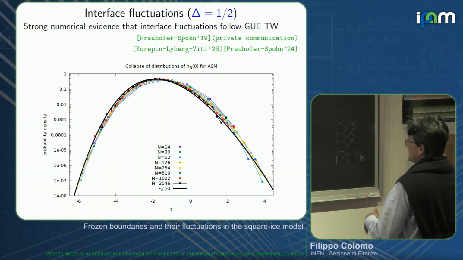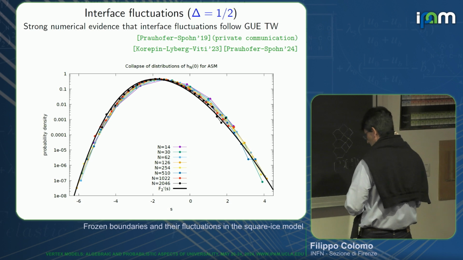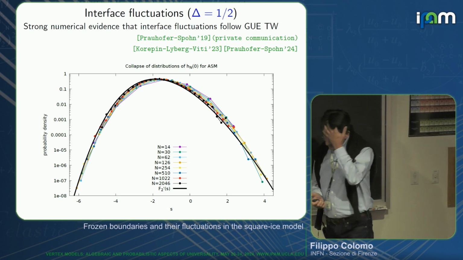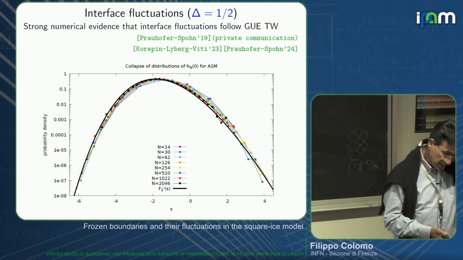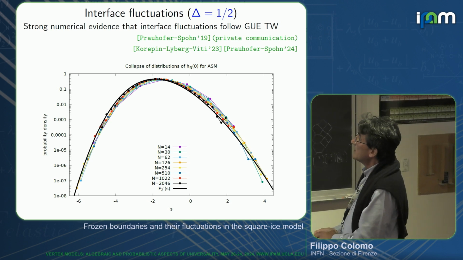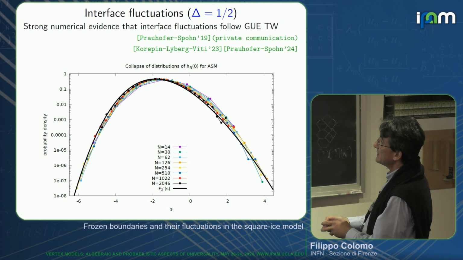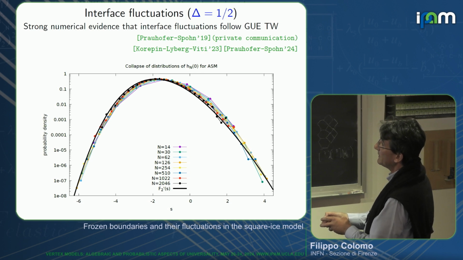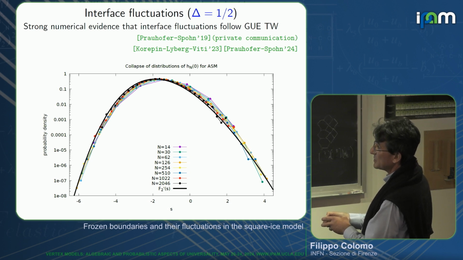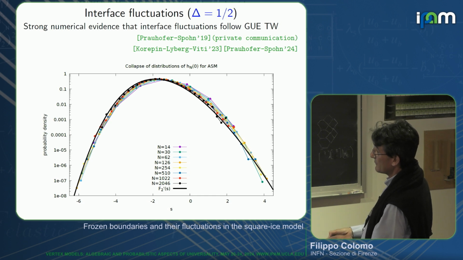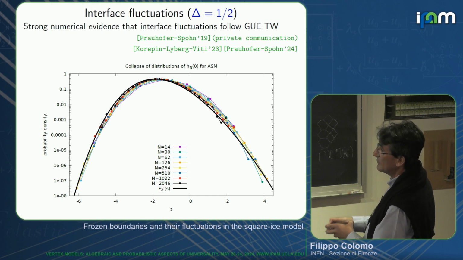We are interested here in generic delta, but we are not good enough. We will study the delta equal 1/2 case, and we have some hints that we still have Tracy-Widom. There are very recent simulations by Korepin and collaborators and Pronko. This picture is from Pronko. It's at delta equal 1/2 and t equal 1.